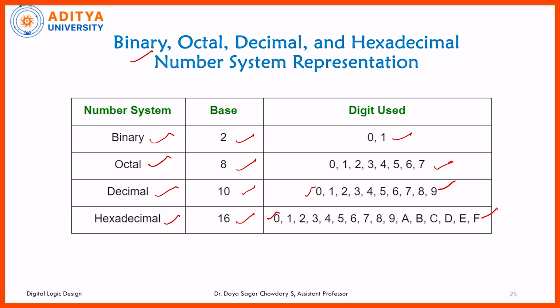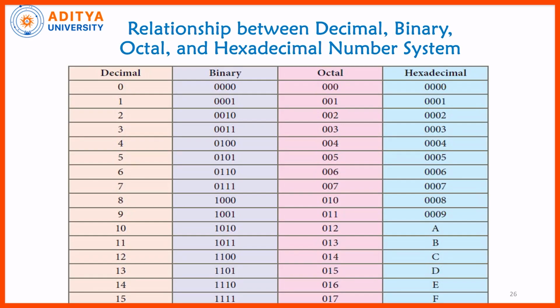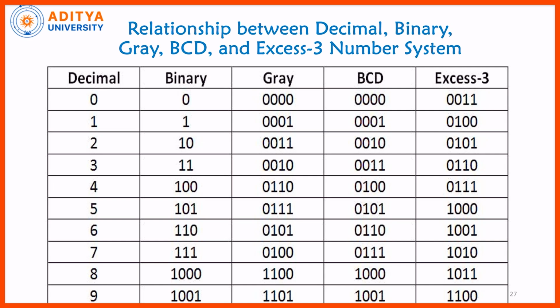And not only these 4 number systems, there are so many number systems in our present days. So this is again a comparison table of all the number systems, these 4 number systems, and also other types of number systems. The first one is decimal, the second one is binary as usual for comparison, the third one is gray coding, the fourth one is BCD, and the fifth one is XS3.